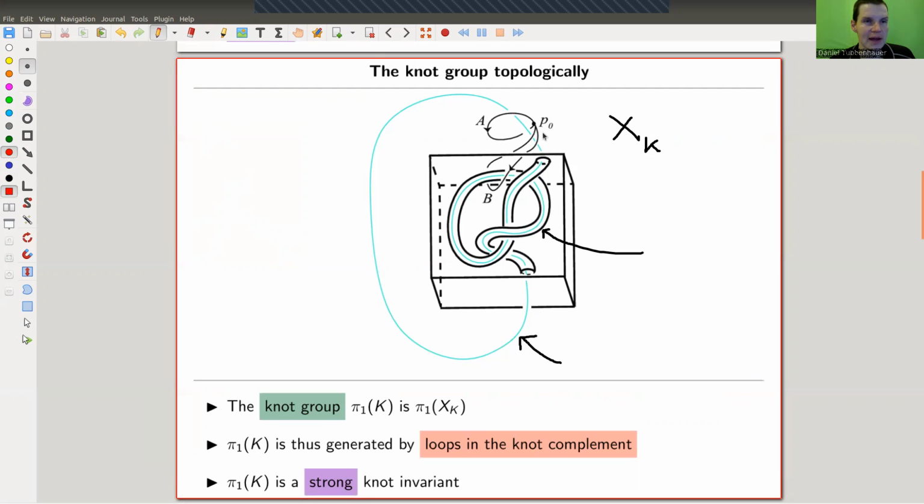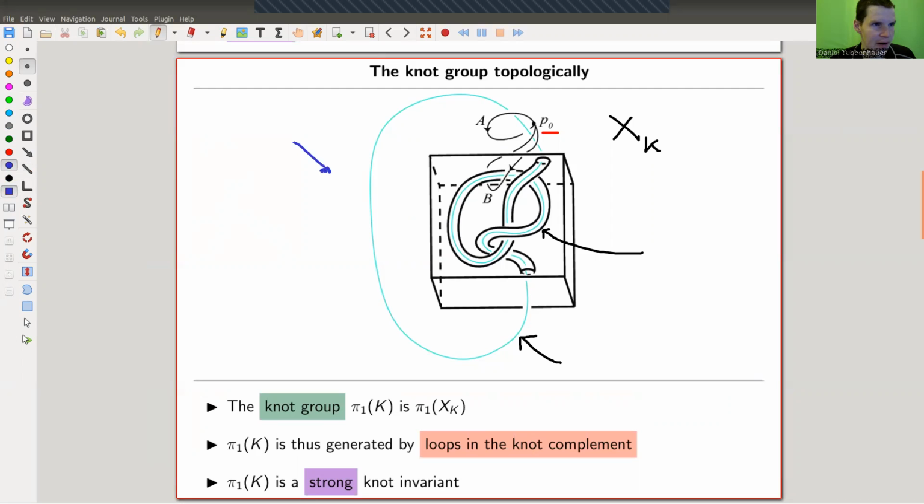You fix some point in XK, doesn't really matter which one, up to conjugation, so up to isomorphism, and you consider loops just in XK, and you consider those loops up to homotopy, whatever that means. So basically up to some deformation. And whatever kind of group you get, you get a group for the following reason.